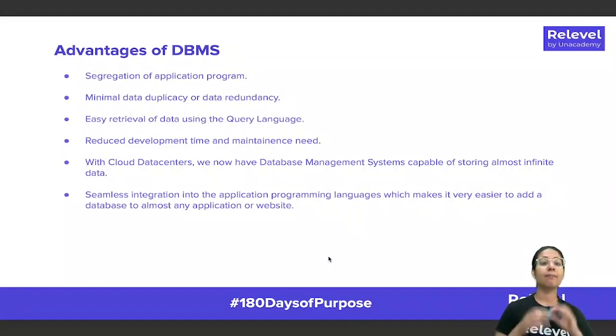The second is minimal data duplicacy or data redundancy. The data is not redundant. You can keep the redundancy as minimal as possible using a functionality which is known as normalization. So you don't have to store repetitive and unnecessary data.